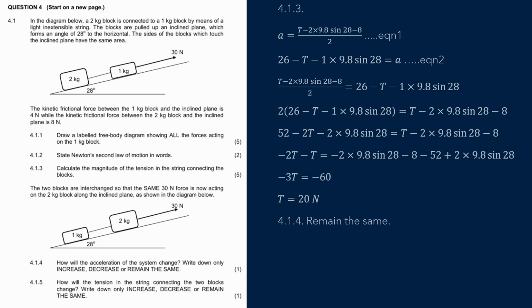4.1.5. How will the tension in the string connecting the two blocks change? Write down only increase, decrease, or remain the same. Here, we notice that on the first diagram, the 2 kg block was the one pulling down the tension. And the 2 kg block is larger than the 1 kg block, and hence it will apply a larger force than the 1 kilogram block. Because now the block applying the tension or the force is smaller, this will result in a decreased tensional force.